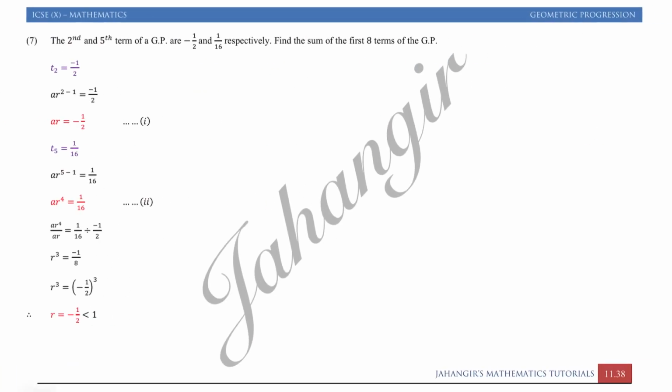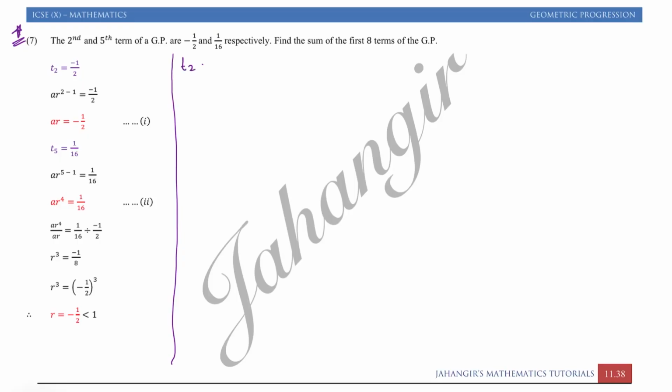Question number 7. It's an important question, and this type of question we had done in first exercise also. There also I had marked this sum as an important question. Here given part is second term and the fifth term of GP is minus half and 1 by 16. Find the sum of first 8 term. So here first you have to find first term and common ratio. This type of same question we had done in exercise 1 where 2 terms of GP was given.